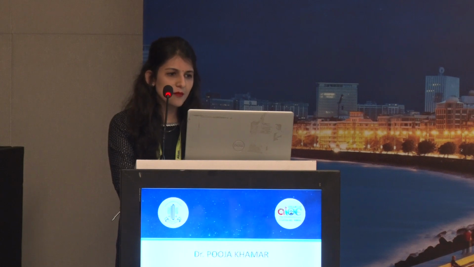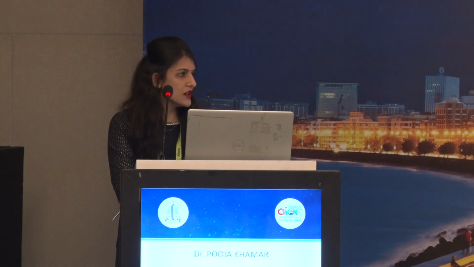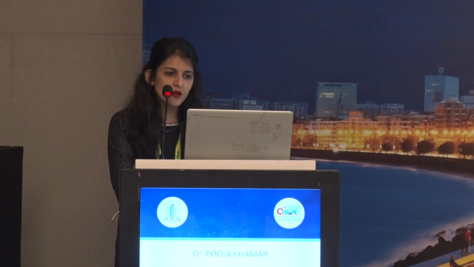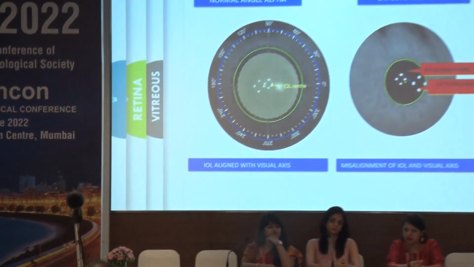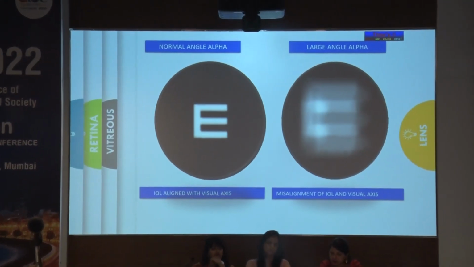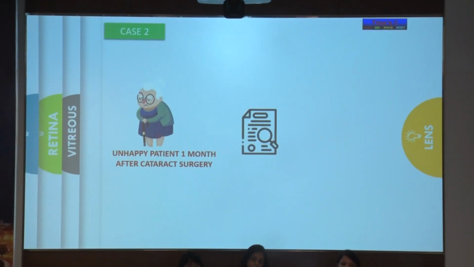This was a case example of a 70-year-old gentleman who presented 1 month later after cataract surgery, having a best corrected visual acuity of 6/6, but he was unhappy. So he had a large angle alpha when we did the eye trace. And so if at all it is a normal angle alpha and the IOL is centered, when the IOL is aligned with the visual axis, the quality of vision is going to be better as compared to that when it is misaligned.